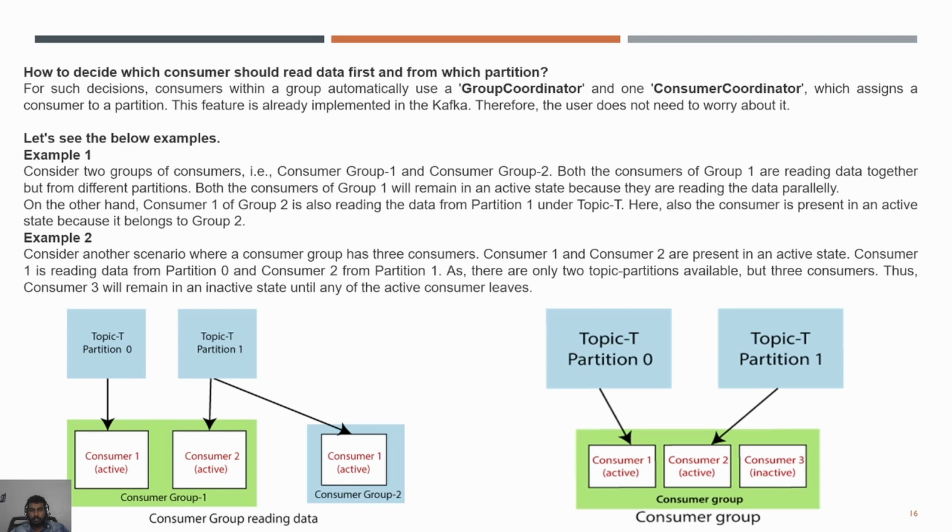Example 2. Consider another scenario where a consumer group has three consumers. Consumer 1 and Consumer 2 are in an active state. Consumer 1 is reading data from partition 0 and Consumer 2 from partition 1. As there are only two topic partitions available, but three consumers, Consumer 3 will remain in an inactive state until any of the active consumers leaves.